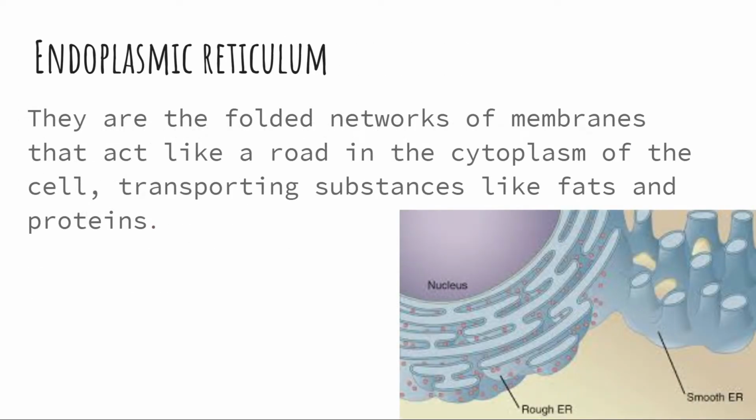Let's start with the endoplasmic reticulum. The endoplasmic reticulum is like a folded network of membranes that acts like a road in the cytoplasm of the cell, transporting substances like fats and proteins. There are two types of ERs. ER stands for endoplasmic reticulum. There is the rough ER and the smooth ER.